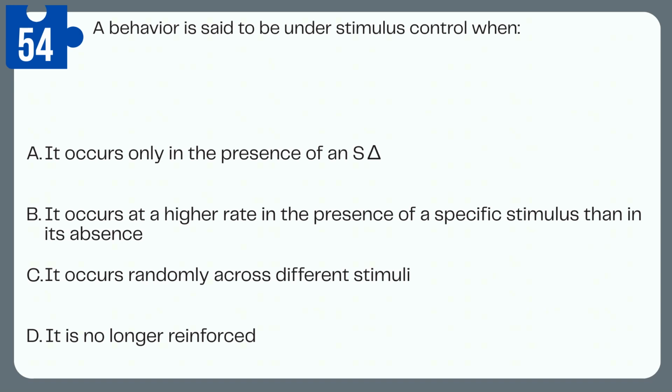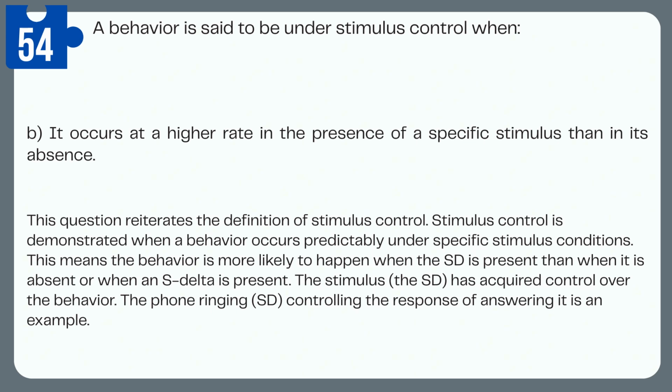Question 54. A behavior is said to be under stimulus control when: A. It occurs only in the presence of an SD. B. It occurs at a higher rate in the presence of a specific stimulus than in its absence. C. It occurs randomly across different stimuli. D. It is no longer reinforced. Answer: B. It occurs at a higher rate in the presence of a specific stimulus than in its absence.